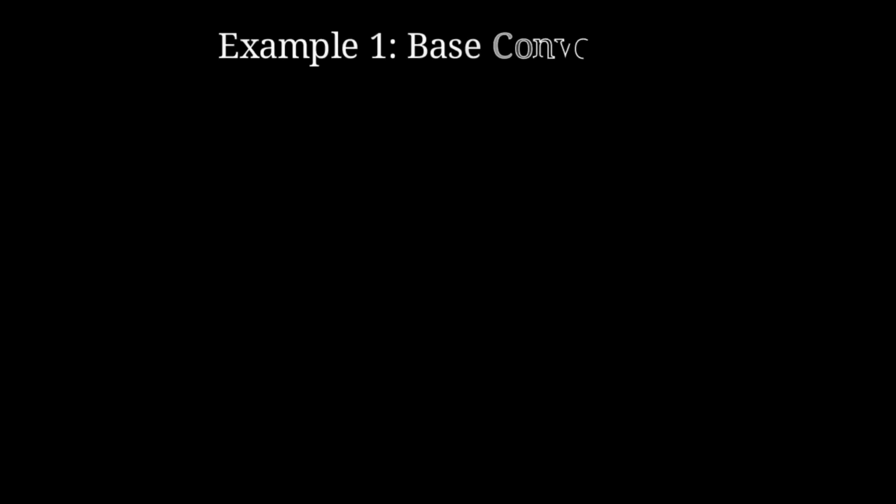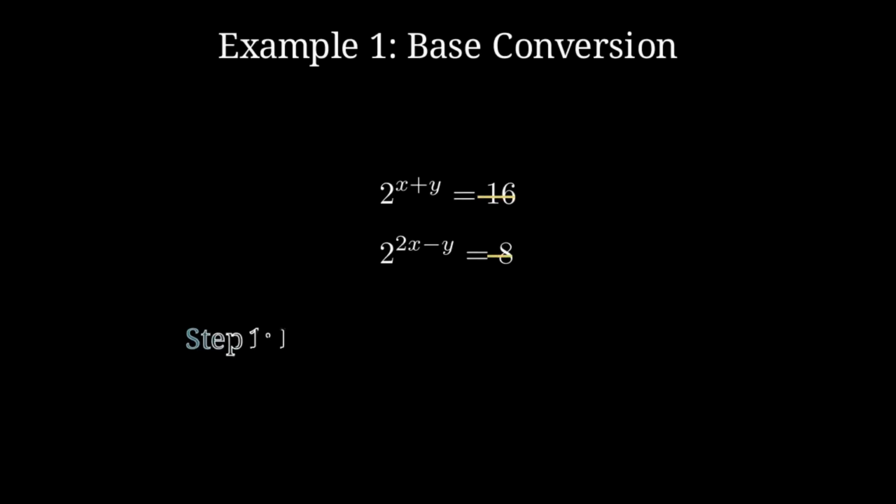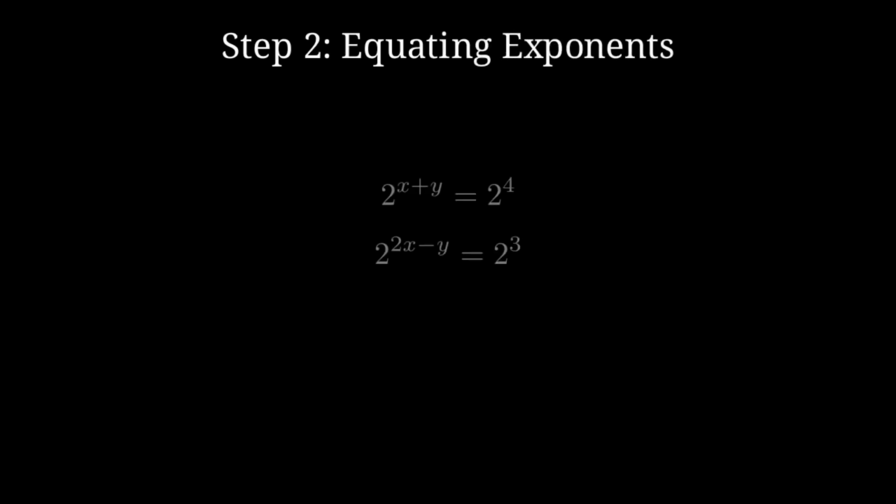Let's work through an example using base conversion. Here we have a system where both constants, 16 and 8, can be expressed as powers of 2. This is a perfect candidate for our first strategy. Now that the bases are identical, we drop them.